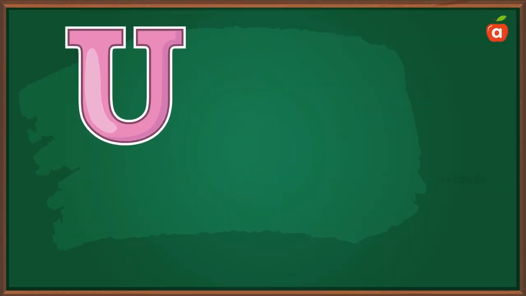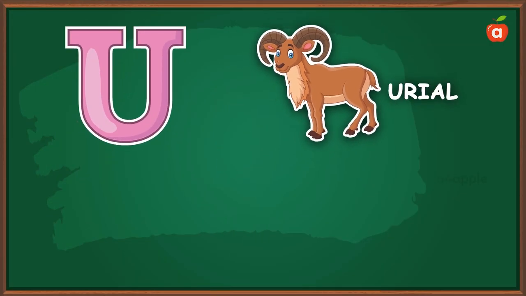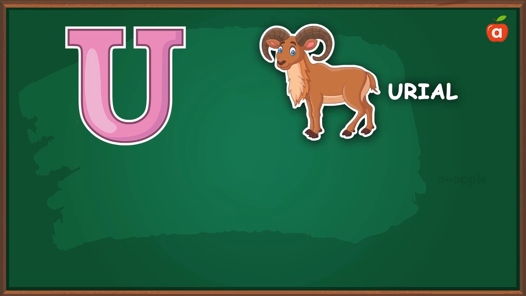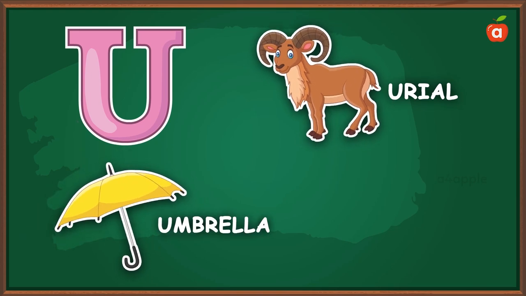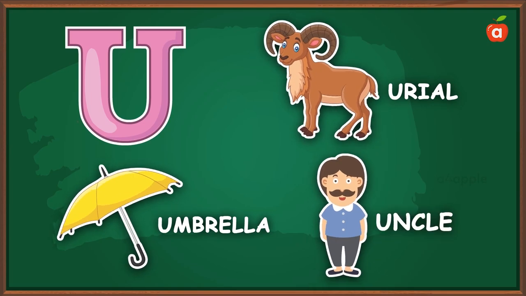Tree. U. U is for Ural. Umbrella. Uncle.